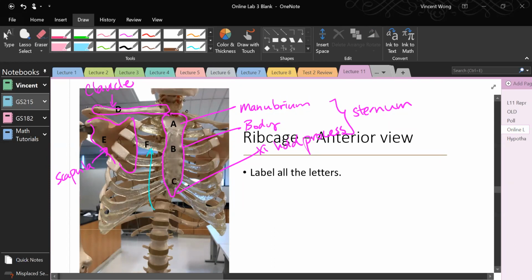F right here, that is the costal cartilage. It connects the ribs to your sternum.